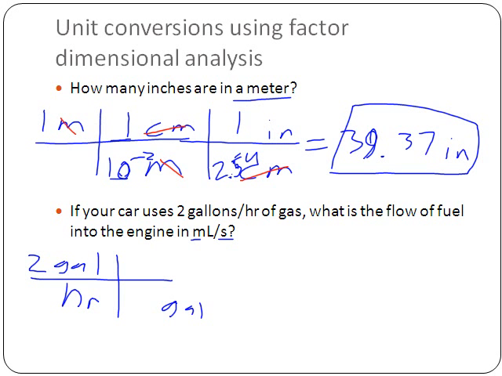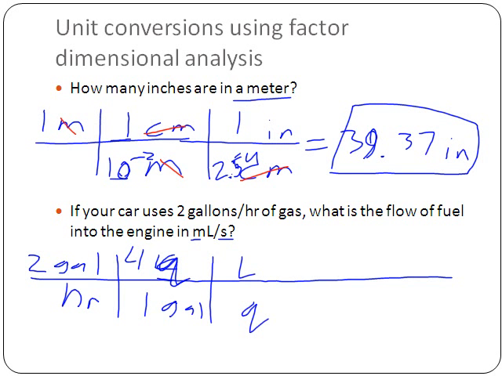So we go first from gallons to quarts. Quarts, that should be a Q for quarts. And so we know there are 4 quarts in 1 gallon. Continuing out our guy right here, we want to get rid of quarts now. We want to go to liters. And if you look at your sheet, you'll see that there are 1.06 quarts in 1 liter.